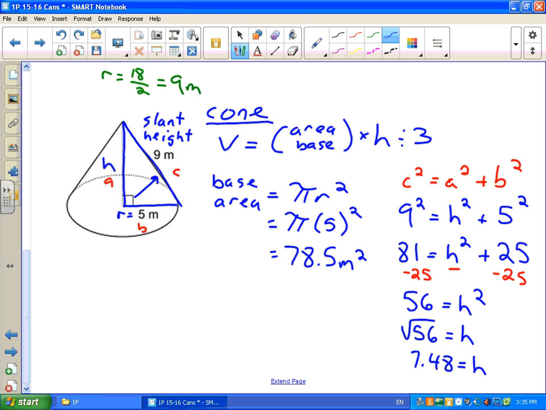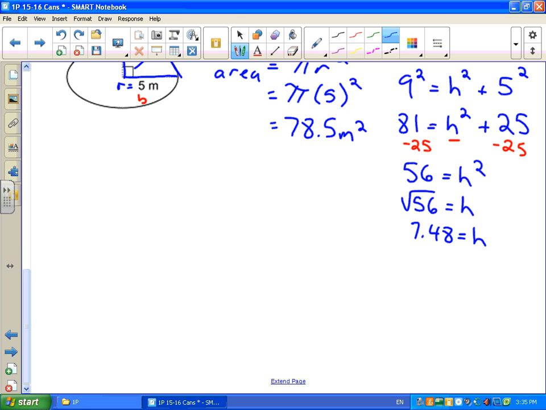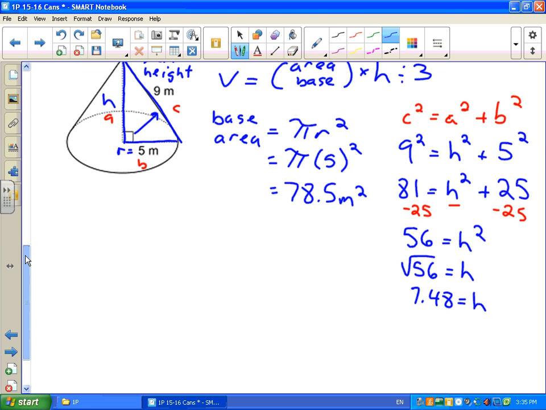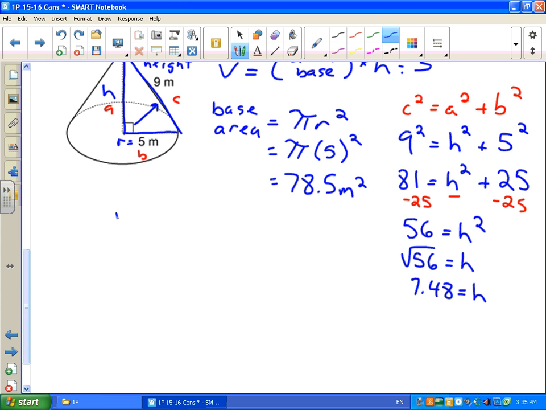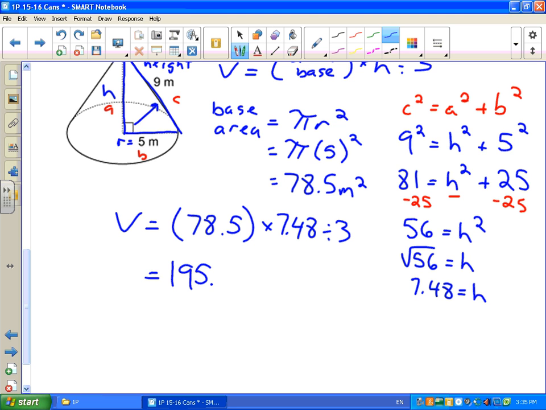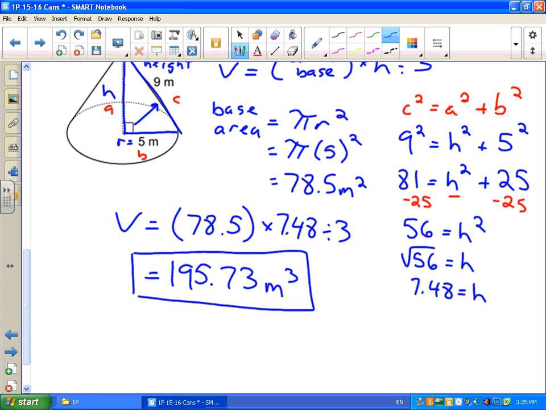Now that we have that height, we can combine it with the area of our base to get our volume. So our volume is going to be area of the base, 78.5, times height, 7.48, divided by 3. Punch this into our calculator, and we get 195.73, and our units are meters cubed. And that is going to be our final answer.